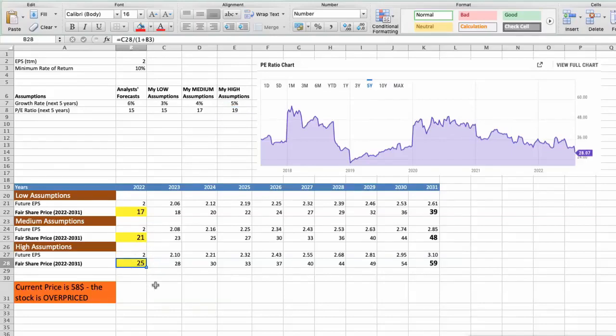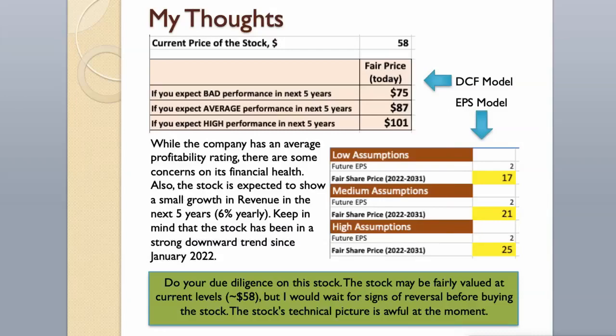As you can see, today the stock is overvalued, $58, even if we expect the company's high performance in future. While the company has an average profitability rating, there are some concerns on its financial health. Also, the stock is expected to show a small growth in revenue in the next 5 years, 6% yearly.